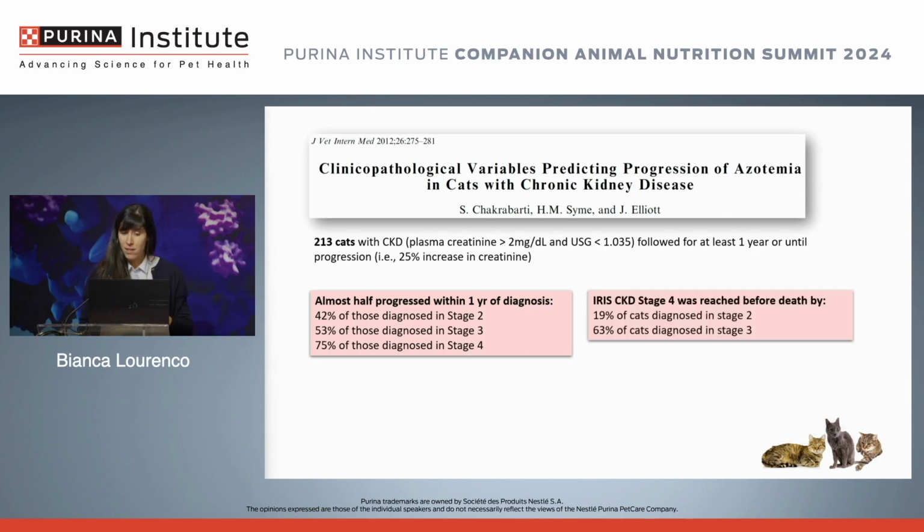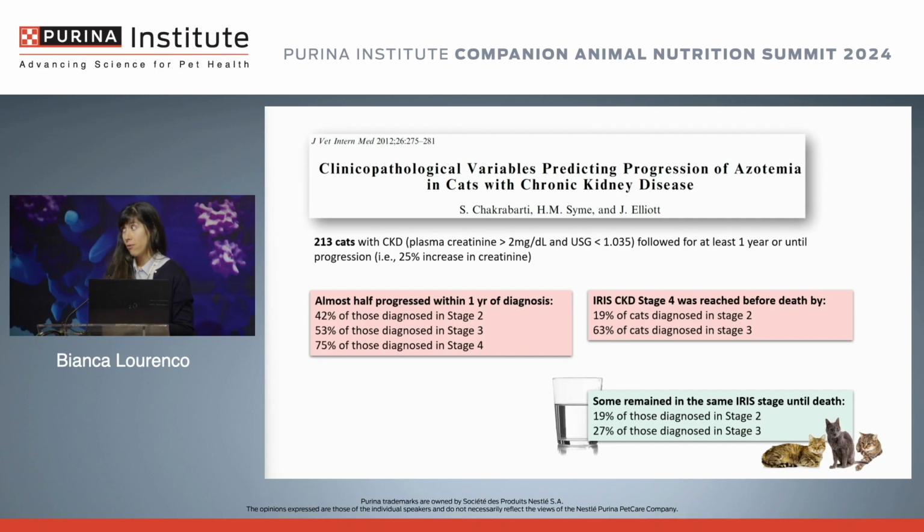If you looked at how many of those cats reached stage 4, so the final CKD stage before death, then you'll see that a subset of cats in stage 2 and 3 ended up progressing through all of those stages. Now, if you're a cup half full type of person like I am, you can look at these data in another way, and you can see that actually a subset of cats remain in the exact same IRIS stage their whole life until they pass away of something else.